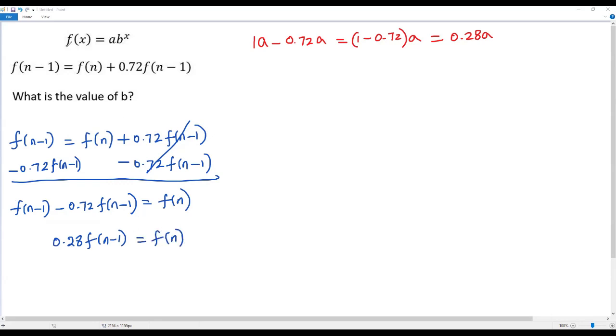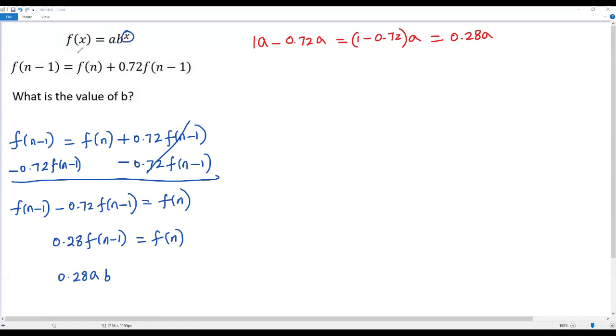Okay, so from the given information, we know that f of x equals a times b to the x power. But here what do we have? f of n minus 1. So in place of x, we have n minus 1. So if I want to write an expression equivalent to this one, I have to take this a times b to the x power. But instead of x, we have to write n minus 1, because we have n minus 1 in place of x. So then I'm getting 0.28 times a times b to the power.